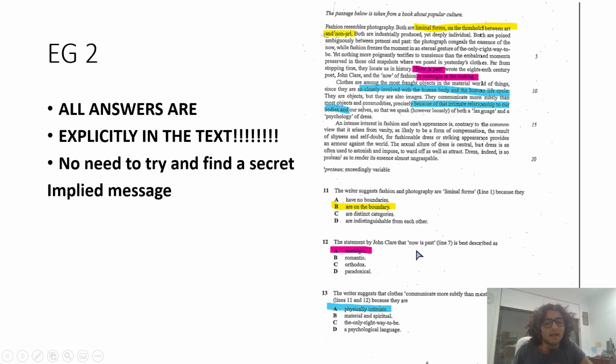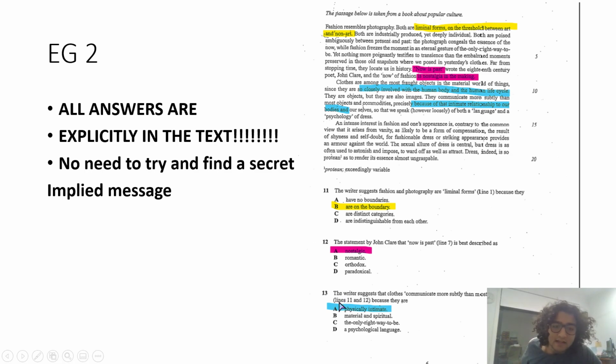Sure, the line now is past, well, that is paradoxical. How can now be past? Right? But it's not explicitly said. It actually says the now of fashion is nostalgia in the making, hence it's A, nostalgia. It's direct. Okay, 13. This is probably a really good example of it.